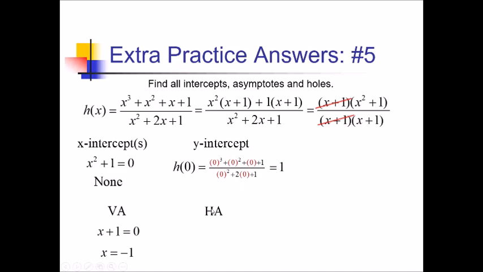Now for horizontal asymptotes, we're looking at the degree of the original function. We see that we have a top-heavy function here. X cubed is a higher degree than x squared. So that means we have no horizontal asymptote. But we do have a slant asymptote that we can now find. To find that, we basically have to divide the numerator by the denominator.